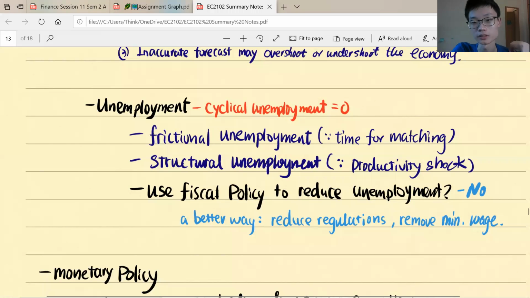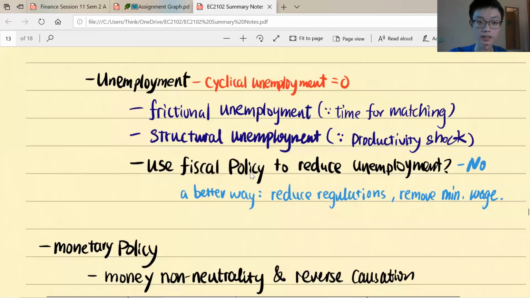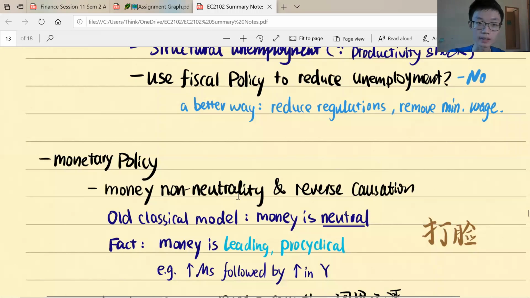And also, do we use fiscal policy to reduce unemployment? Of course not. We have discussed there is no cyclical unemployment first. But in general, do we use that to reduce unemployment? No. A better way would be to reduce regulations or to remove the minimum wage requirement. So now let's go on and talk about monetary policy.